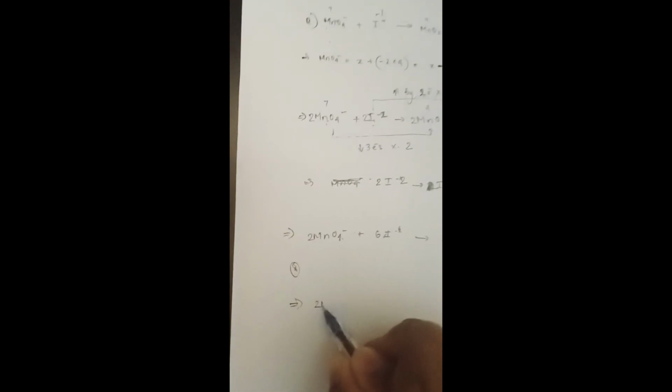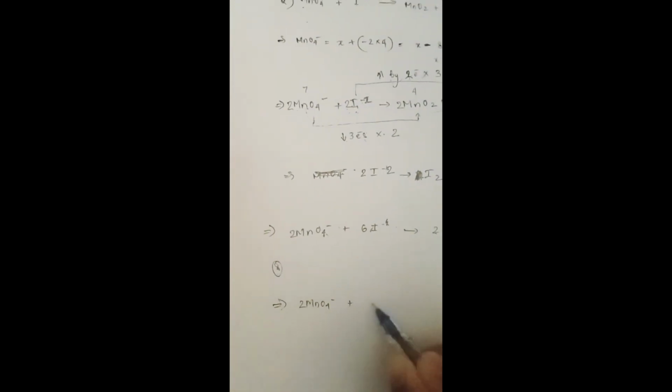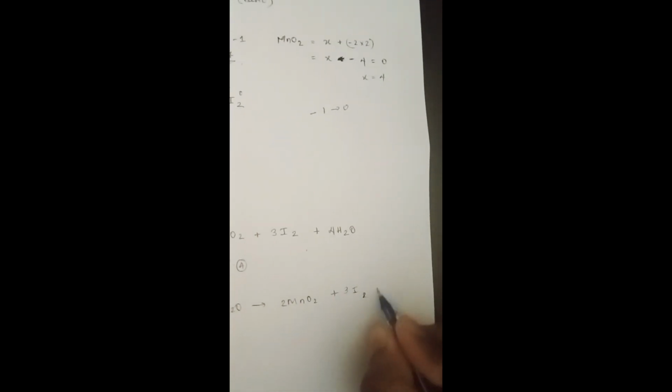So you added H2O to this side. How many? 4 H2O. Now, what is the amount of H2O lacking here? 8 H2O, right? 8H. So that will be 2 MnO4 minus plus 6I minus plus 8 H2O gives us 2 MnO2 plus 3I2 plus 4 H2O. This is how we did it, right?